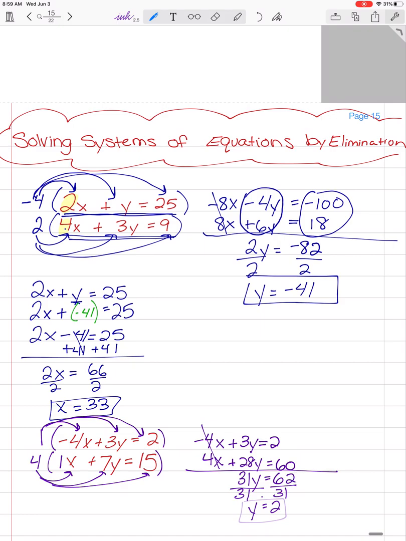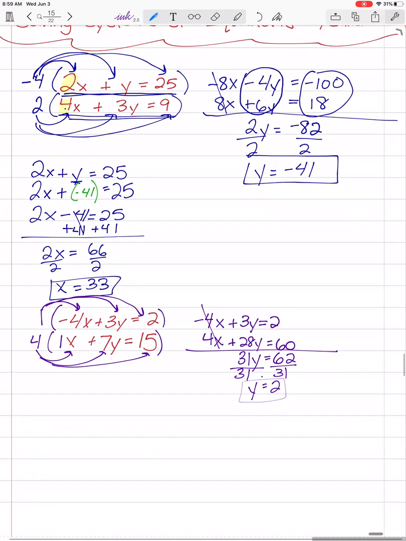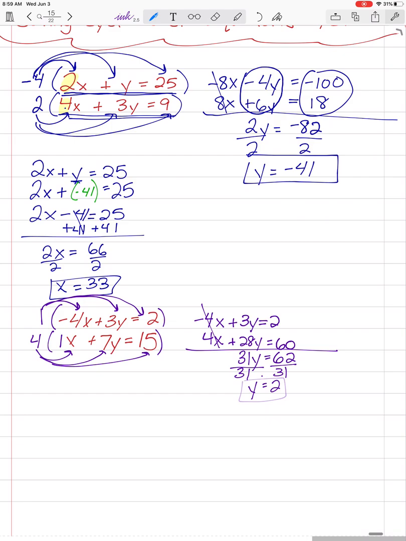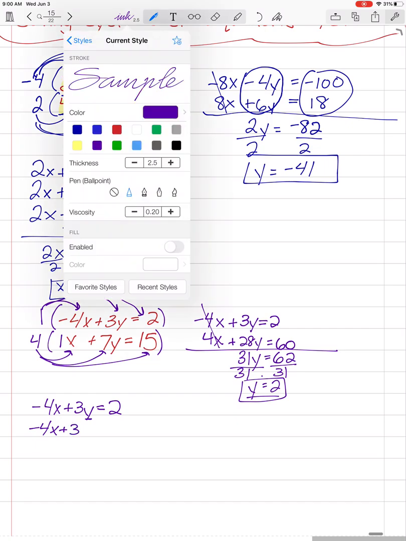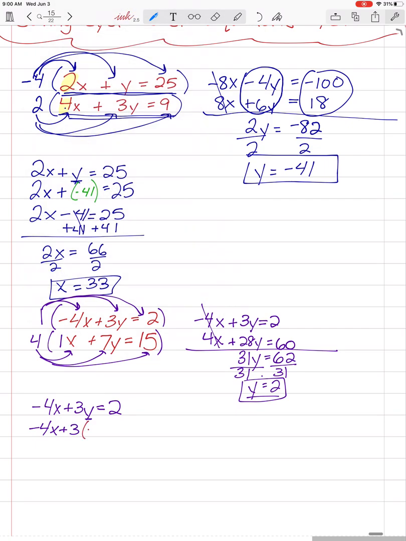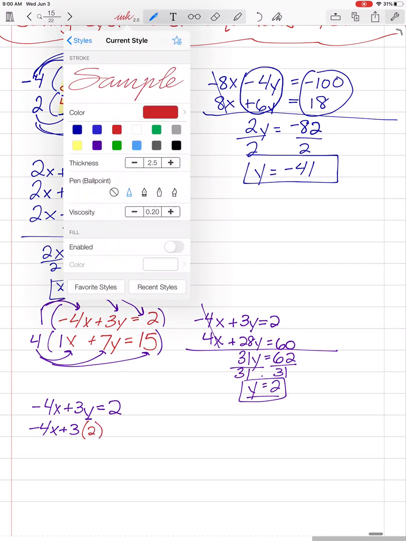But we can't forget about our x. So again, to find the x, we're just going to substitute into any one of these equations. Let's say we decided to use the first equation. And again, it doesn't matter which one you use, you're going to get the same answer. So wherever I see a y, I'm going to put it here. Negative 4x plus 3 times parentheses 2 equals 2.